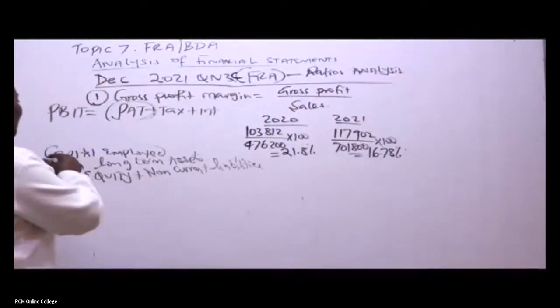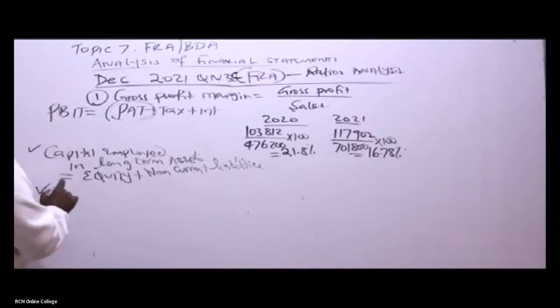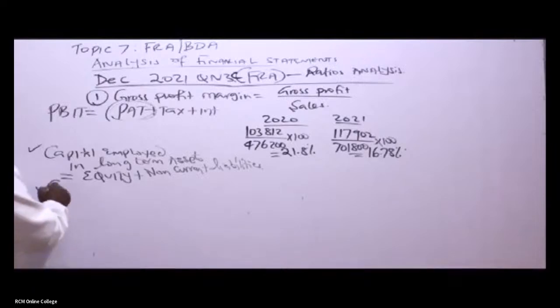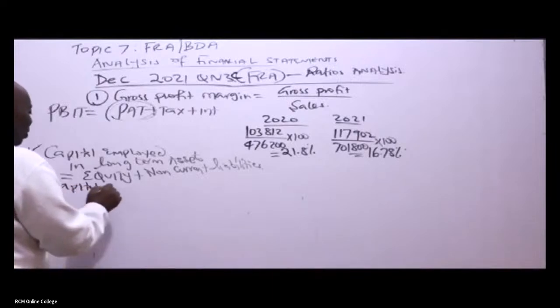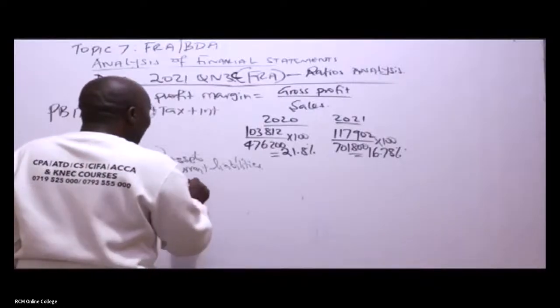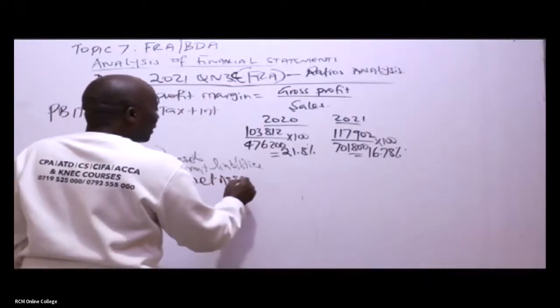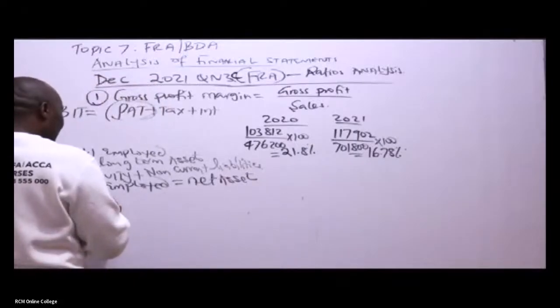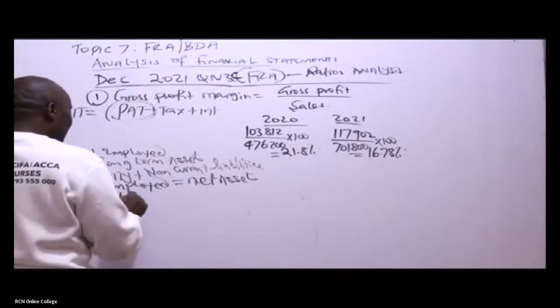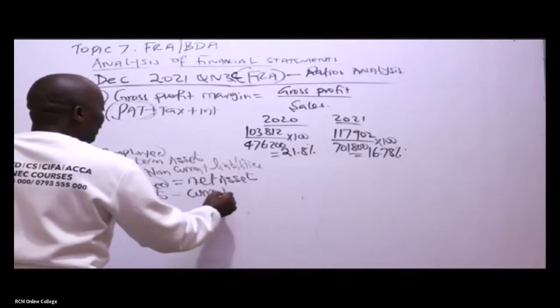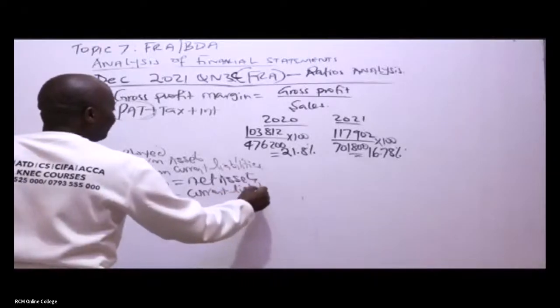This capital employed can also be looked at from what we call the net assets approach. And how do we get these net assets? It's very easy. You take, in this case here, the total assets minus current liabilities.